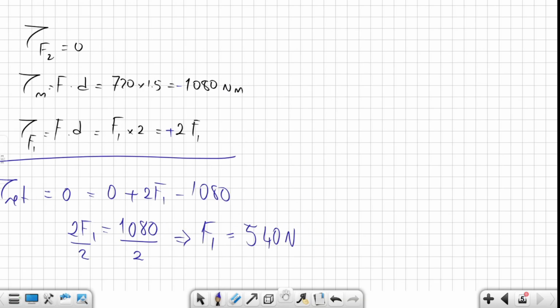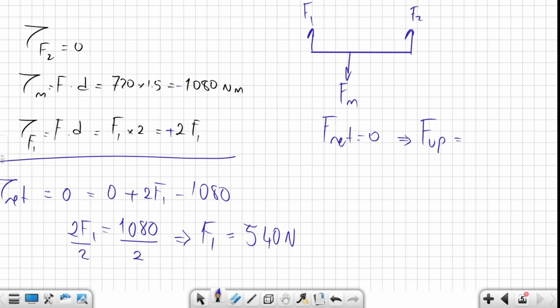This time we'll use the net force that's equal to 0. We have a force that's upward, which is F1, and this is F2, which is also upward. We have the force of the man, which is downward. You can say that the net force is equal to 0, or directly you can say upward forces will be equal to downward forces. How many upward forces do we have? We have 2, F1 plus F2, which is equal to downward forces, which is, I have a single one, which is F of the man.